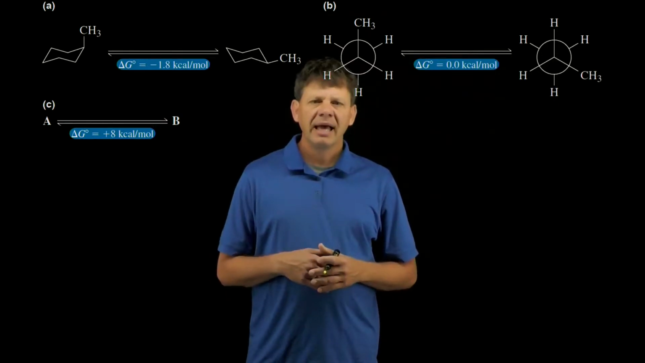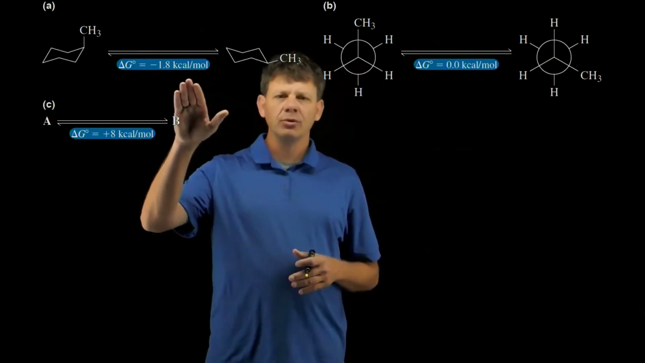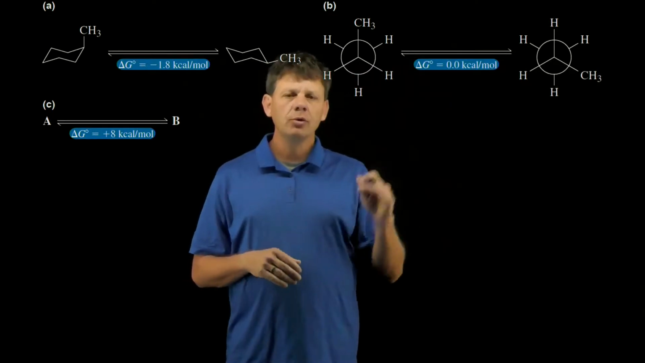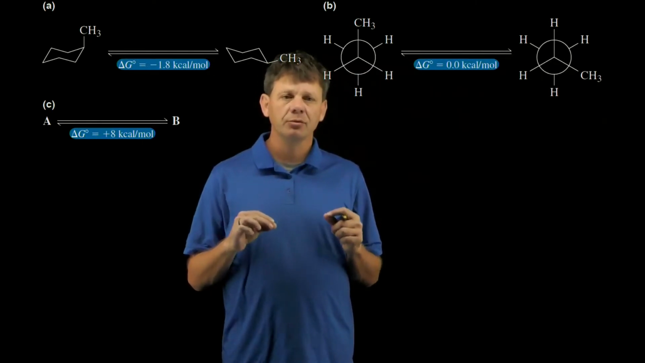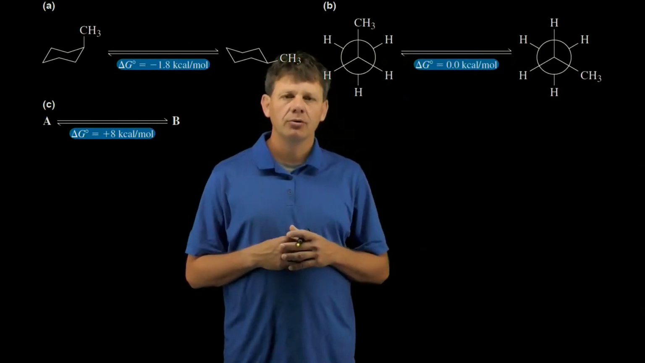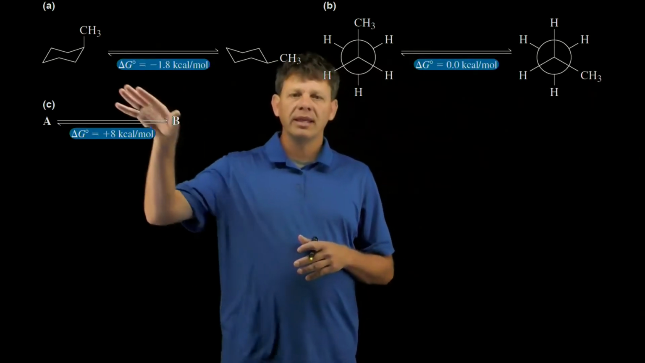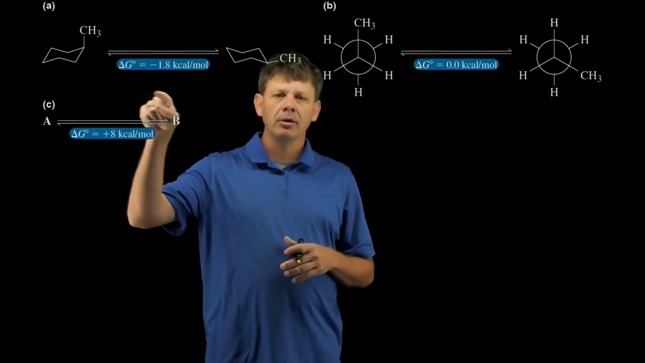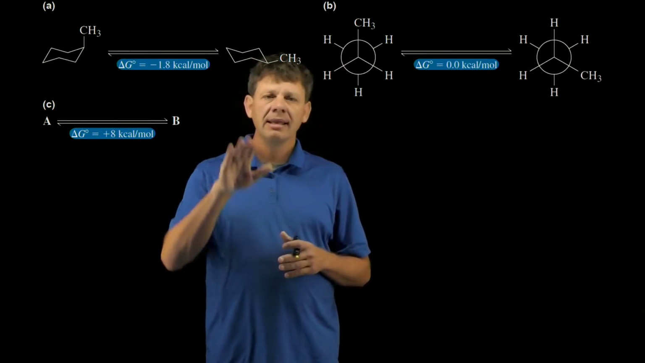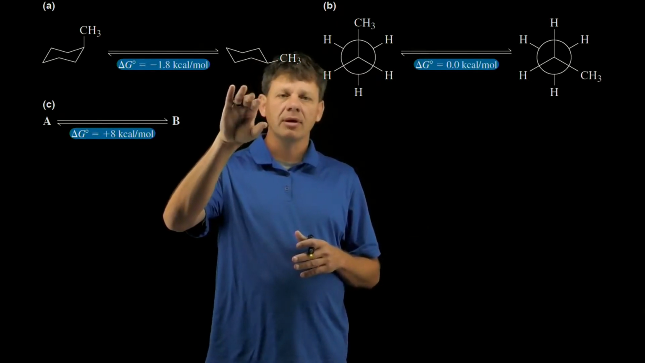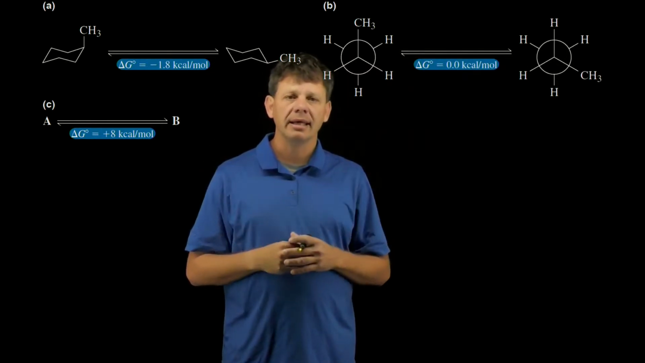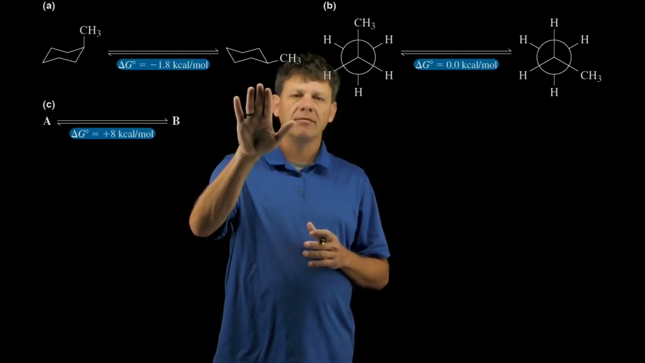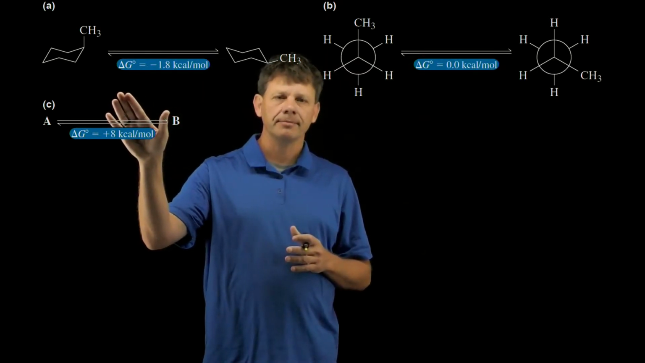This assessment asks us to look at the magnitude of delta G and use those values to predict which of the three reactions will have the highest ratio of favored to unfavored. Note that in A up here, our delta G is negative 1.8. That tells us that the product is more stable than the reactant by negative 1.8 kilocalories. So we would expect to have more of this than we have of this.